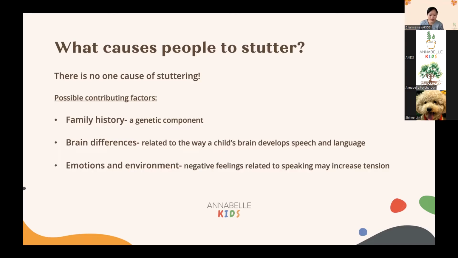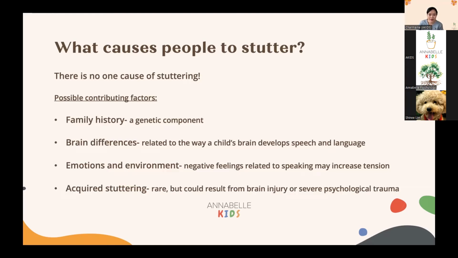The emotions and environment that a child is in matter too. If they have a lot of negative feelings related to speaking, this may increase tension and result in stuttering or prolonging of stuttering. And there is also acquired stuttering, maybe as a result of a brain injury or some severe psychological trauma. Thankfully, that is very rare.